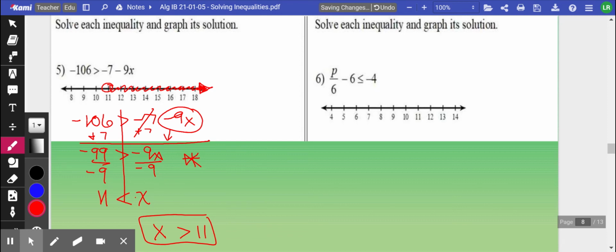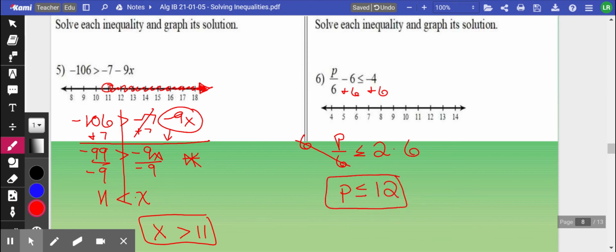For this one, we should have added 6 to both sides. That gives us P over 6 is less than or equal to 2. Times by 6. Hugo, do I need to flip my inequality sign? Did I multiply by a negative number? No, so then I'm good. I leave it the way it is. Okay, so I get P is less than or equal to, and 2 times 6 is 12. Now it's nice, my P is already on the left, so I don't have to adjust anything. It's already set for me. Closed dot on 12, and this one goes to the left.